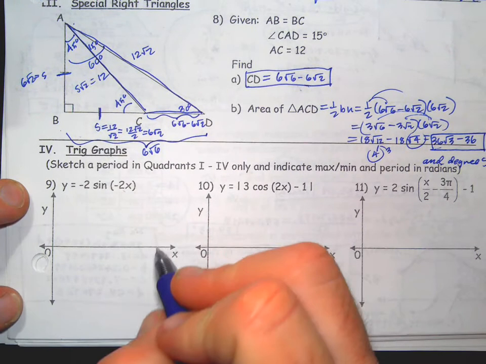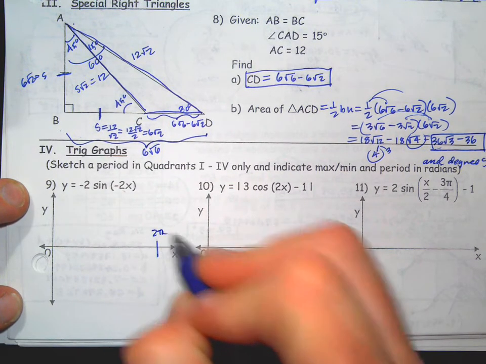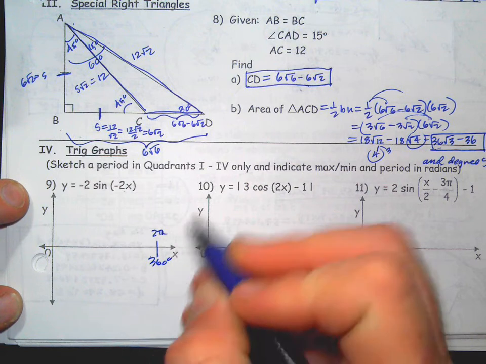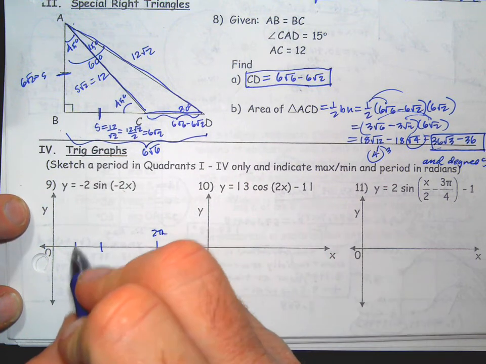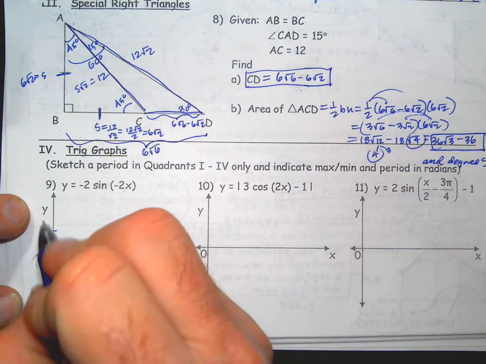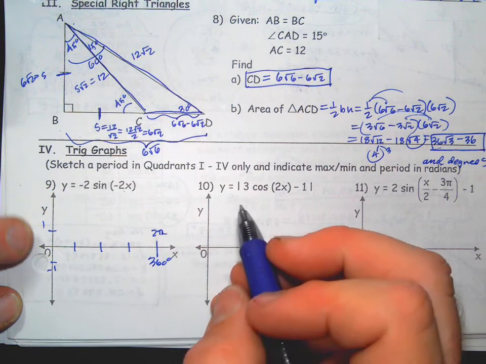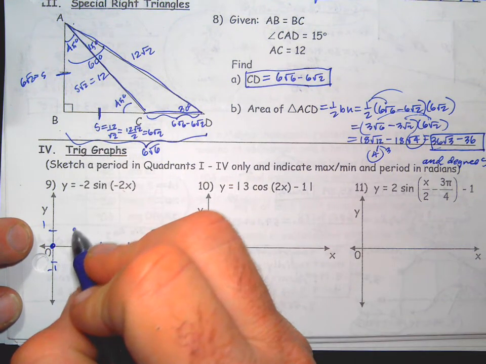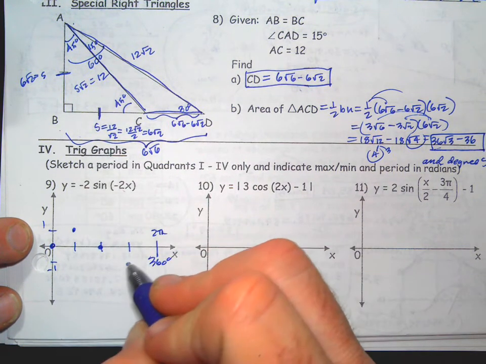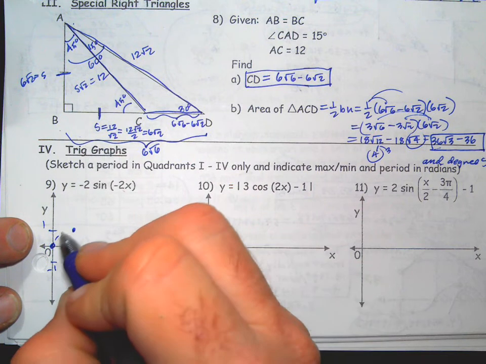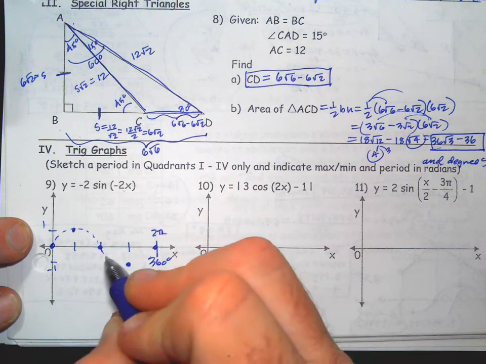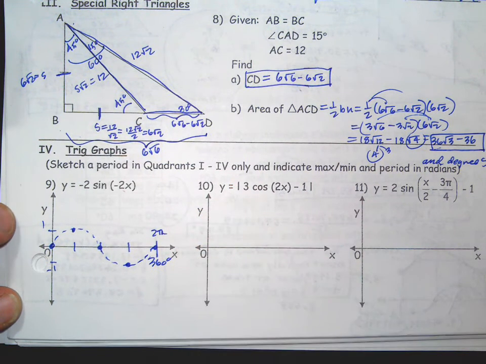So we're going to start with 2 pi, 360 degrees, cut in half, cut in half, cut in half, mark the amplitude. Okay, so sine starts at 0, 1, 0, -1, 0. So I need to see these dots. It's called the parent function, light dash line. This is the kind of work I need to see.